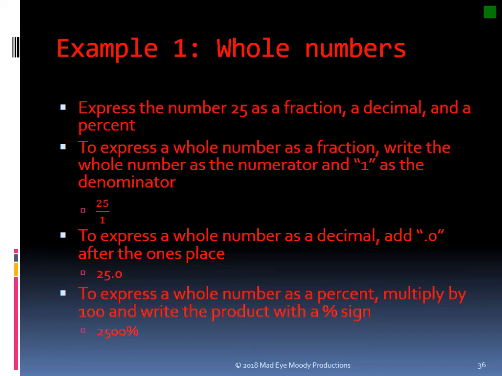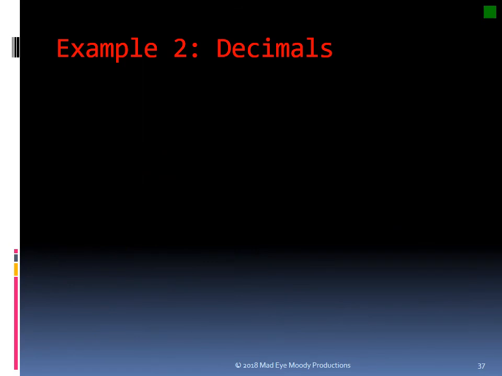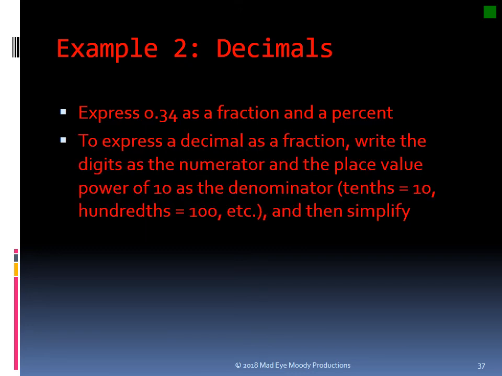Let's take a look at decimals. We want to express the decimal 34 hundredths as a fraction and a percent. In order to express a decimal as a fraction, we have to use place value.